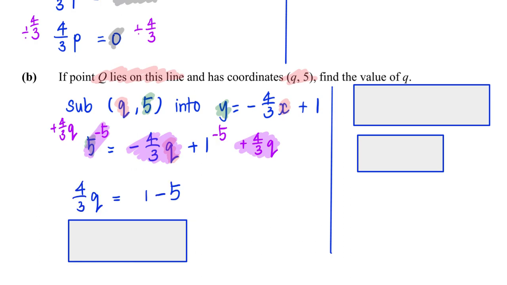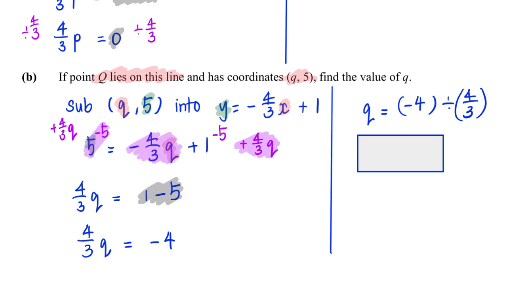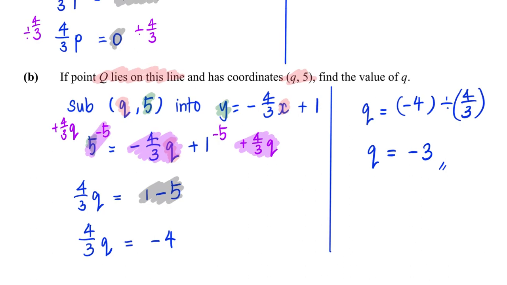I'm left with 1 minus 5, and I'm going to simplify my 1 minus 5 to give me the following. Last but not least, I will have to divide by 4 over 3 on both sides. So negative 4 divided by 4 over 3 will give me a value of negative 3, and that will be the answer for this question. And with that, we have come to the end of this video.